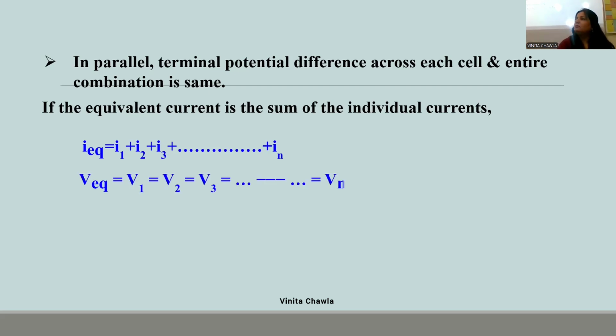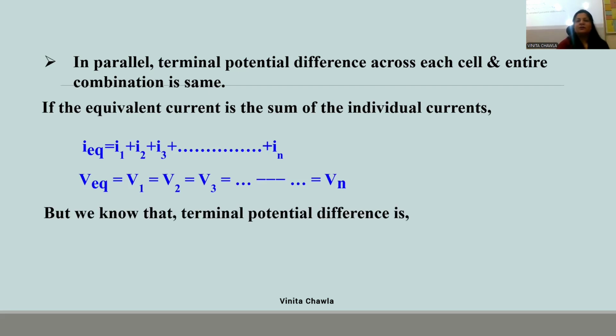And V net potential difference is the same. But we know that terminal potential difference is E minus IR, right? This is the relation between EMF and terminal potential difference. So now we can write I as E minus V by R, because I is not the same. There, V was different, so we did V1 plus V2 plus V3 in series combination, and solved it as E1 minus IR1. But here V is the same but I is different, so we'll write in terms of I, because we are going to add the I's of different branches. Okay.